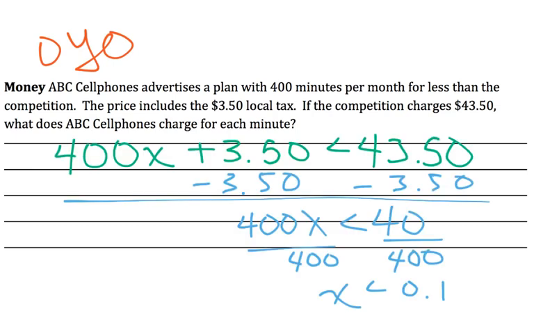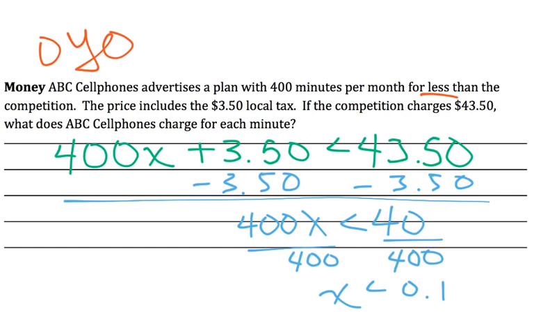Well, the most challenging part of this problem is to come up with an equation. So if you're thinking, well, 400 minutes, then I'm going to say, well, x is the variable that represents minutes. So 400 times x will give me the total cost for all the minutes that I end up using. That price also would include $3.50 because that's just being taxed on. That would have nothing to do with the variable. If the competition charges $43.50, well, here's the deal. It's got to be less than what the competition charges. So after 400 minutes and the tax, that would all be less than the competition's $43.50.